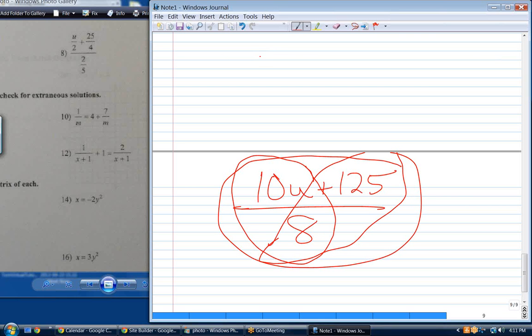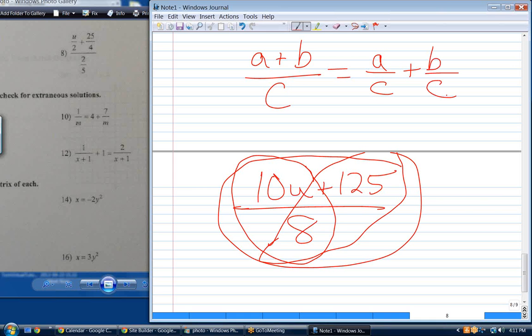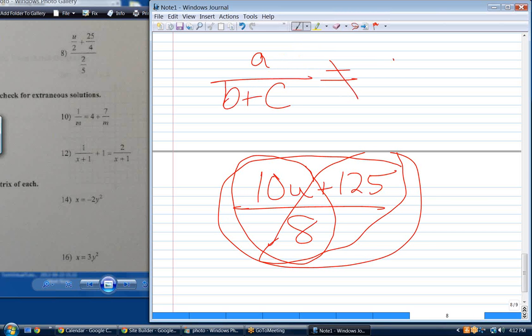In other words, I have this kind of situation. A plus B over C is equal to A over C plus B over C. However, make sure you don't make the following mistake. A over B plus C is not equal to A over B plus A over C. Do you see the difference? You need a single entity in the denominator in order to split it up.